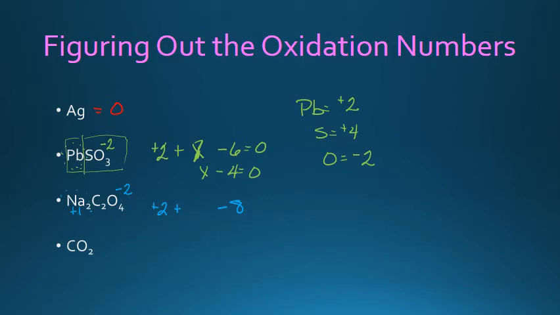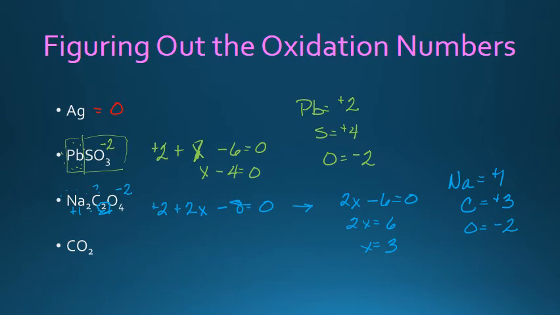But I don't know what carbon is. So 2, because there are 2 of them, times X, and this whole thing has to equal 0. Now we get to do the algebra. So we end up with 2x minus 6 equals 0. 2x equals 6. X then is 3. Now I'm ready to write: the oxidation number of sodium is plus 1, of carbon is plus 3, and oxygen negative 2. If you got it, well done.